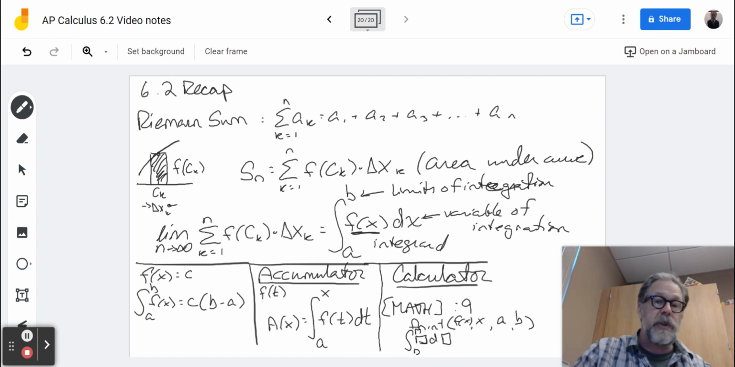All right, that's section 6.2. That is the introduction to definite integrals. We'll be back in section 6.3 with some properties of integrals that we can use to start solving some more complicated problems.